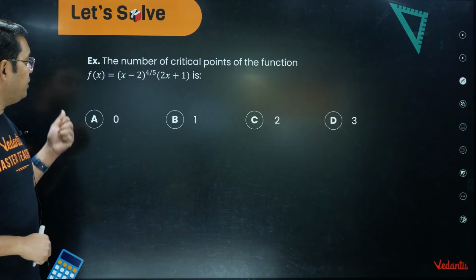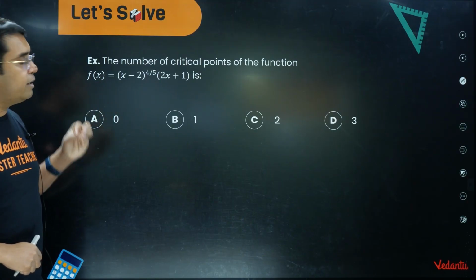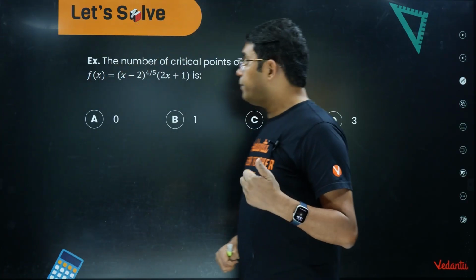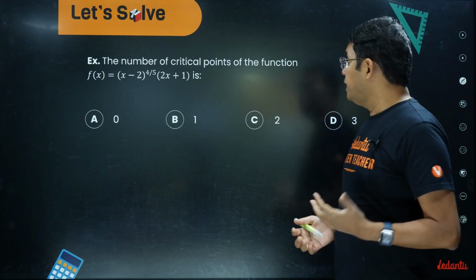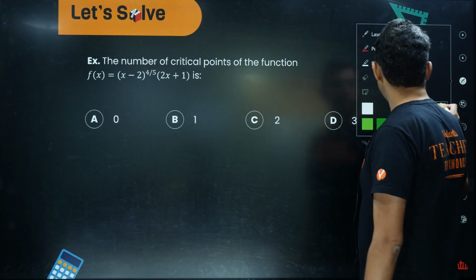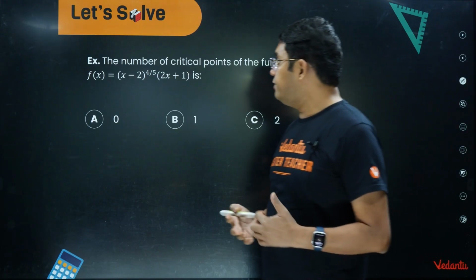Coming to this question, in which we are asked to find the number of critical points. First of all, what is a critical point? It is actually the points where either the derivative is not defined or the derivative is equal to 0.